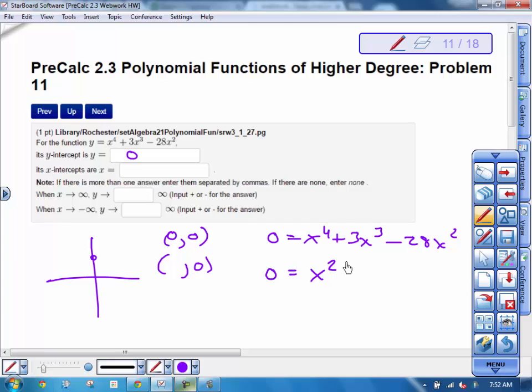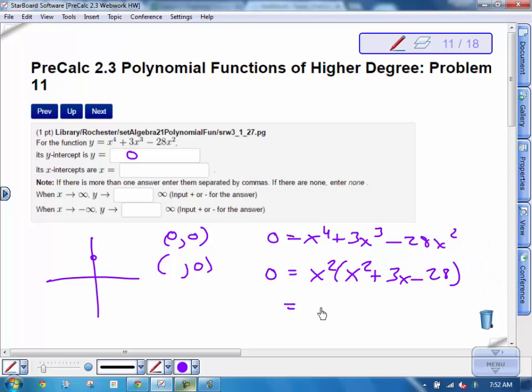Let's pull out an x squared from everything. That leaves us with x squared plus 3x minus 28. And then we could solve that. That's x squared times, this would be x plus 7, x minus 4. I'm sorry, 4.